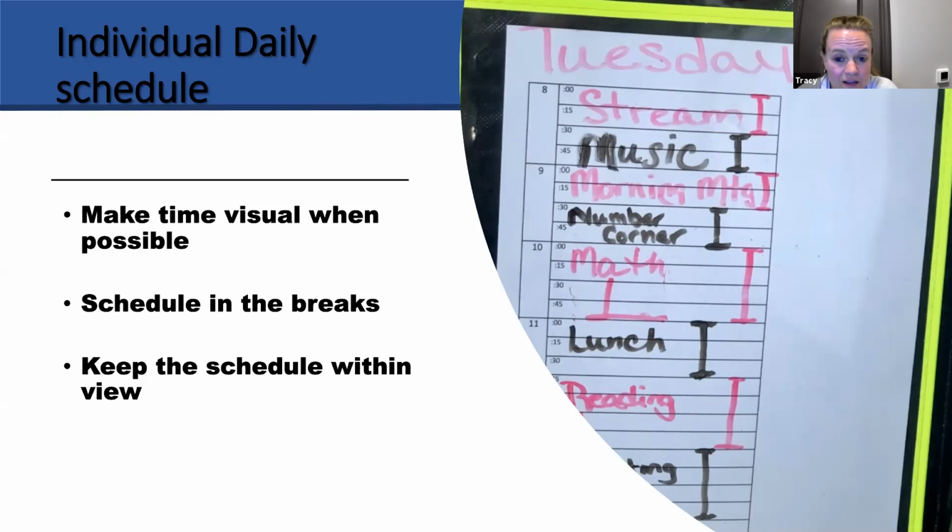Some elements that I think are really important is making sure that you make time visual whenever possible. And that just means having those times listed on here. So you can see that 8 o'clock block, that 9 o'clock, 10 o'clock, and so forth. Scheduling in the breaks are important as well, and keeping the schedule within view.